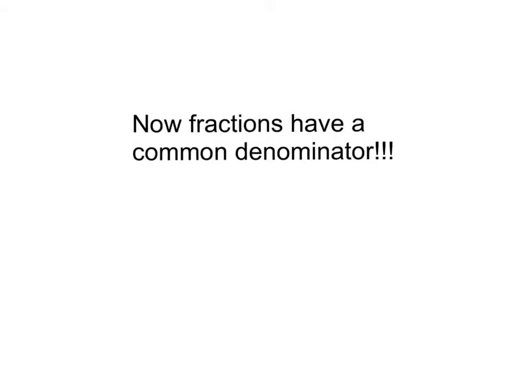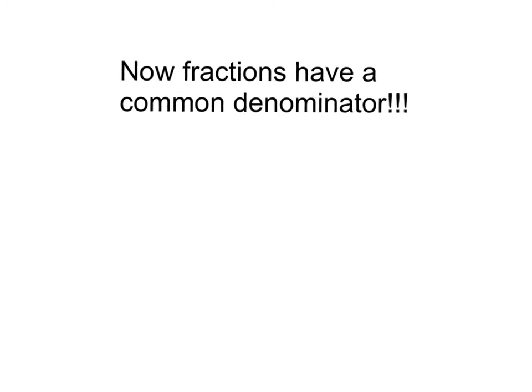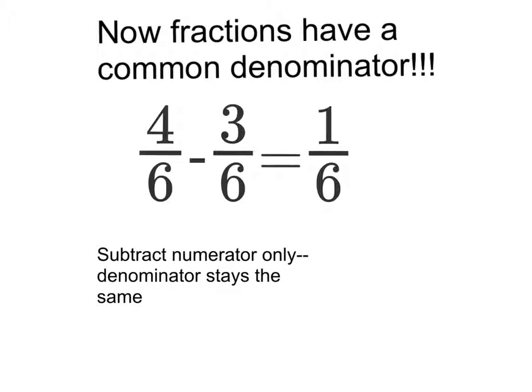So now the fractions have a common denominator. Now it's time to solve the problem. So let's take a look at what we have now. Now we have 4 over 6 minus 3 over 6, which has the two fractions with the same denominator, so now we can perform the subtraction. So keep in mind, we are only subtracting the numerators. The denominator will remain the same.